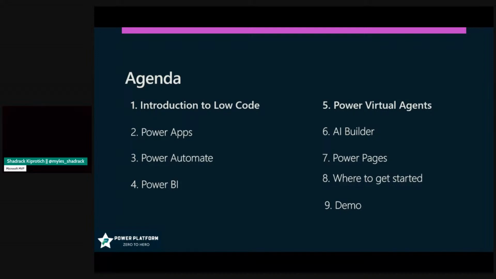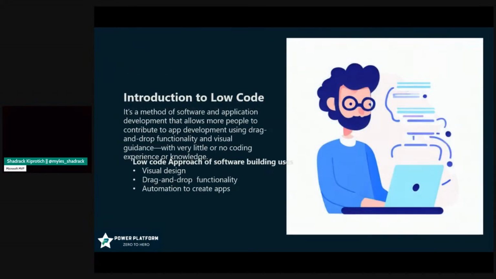First of all, one thing that we need to get to know is what the low code that comes with Power Platform is. Basically, low code is a method of software and application development which allows people to develop applications using drag and drop functionalities and visual guidance that need very little or no coding experience or knowledge. Just think of it as building a software application using visual design, drag and drop functionalities, and things like automation to create applications.